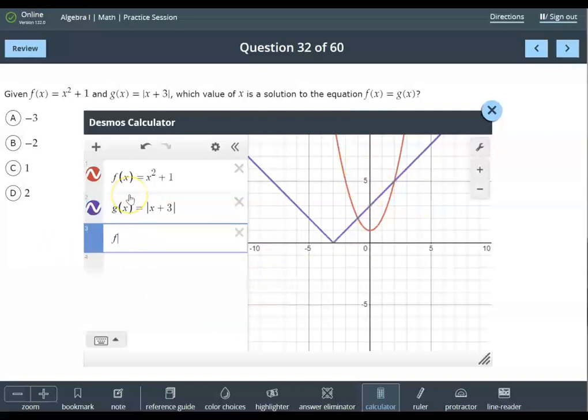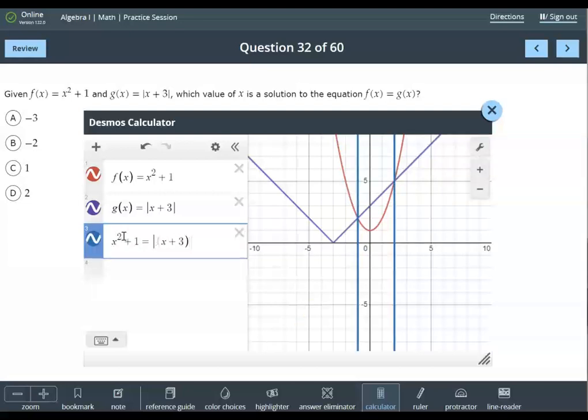So the question is, what value of x is a solution to this equation? Well, unfortunately, if you type f of x equals g of x, it just basically recreates f of x and ignores the f of x function that you already had up there. So that's not going to work. So what we're going to do instead is, instead of saying f of x equals g of x, we're going to say x squared plus 1 is equal to the absolute value of x plus 3.